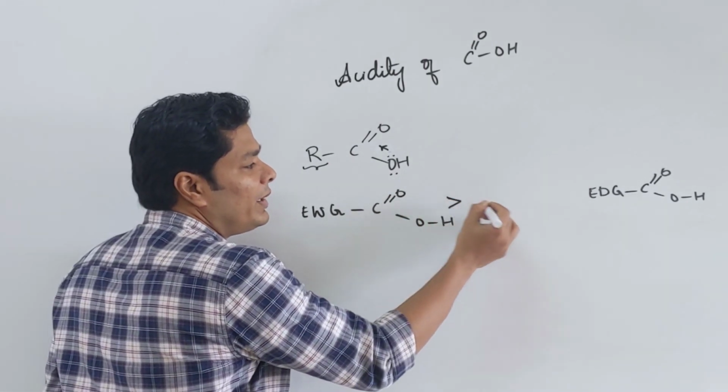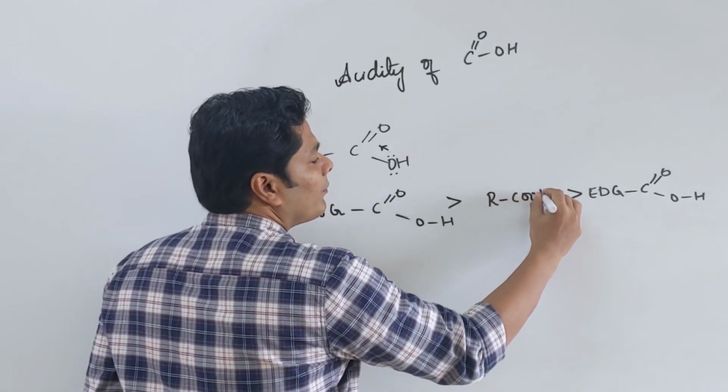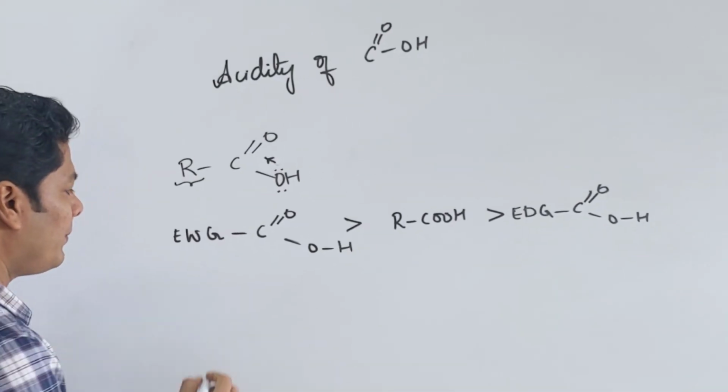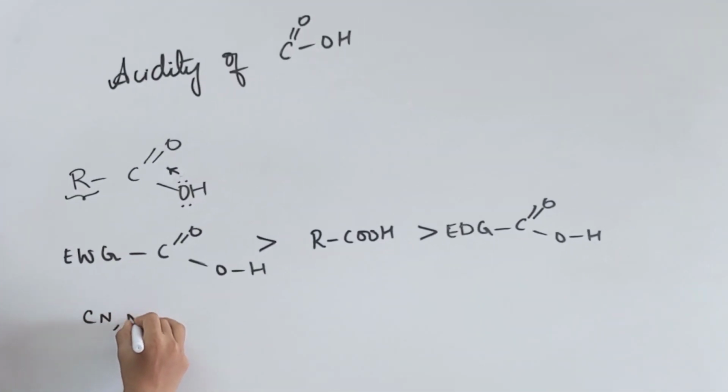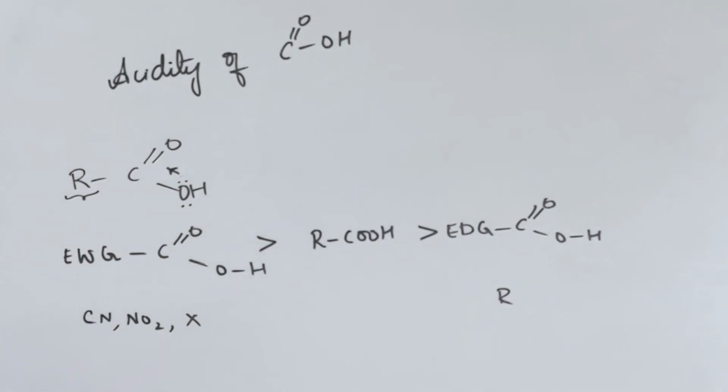So, acidity would be of this order, and this is just right in the middle. So, if in the R group I attach an electron withdrawing group like your CN, NO2, halides, etc., it will be electron withdrawing. Electron donating would be the R group. Okay. This is the basic property.